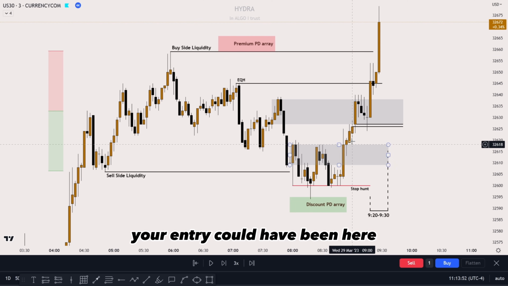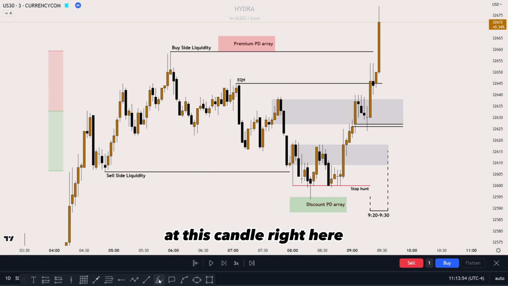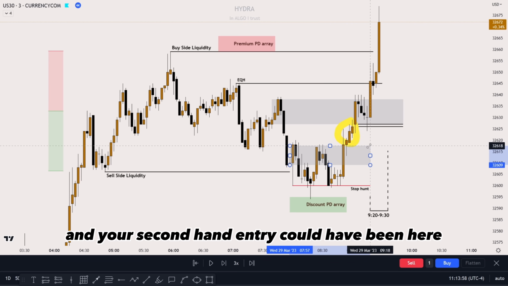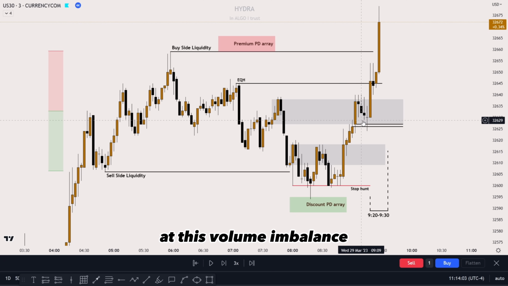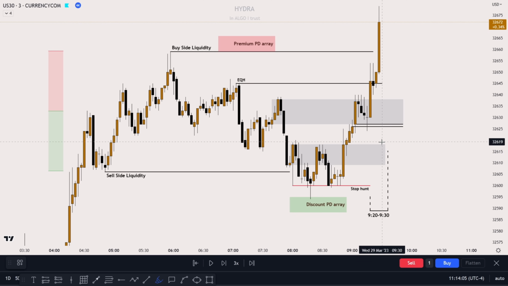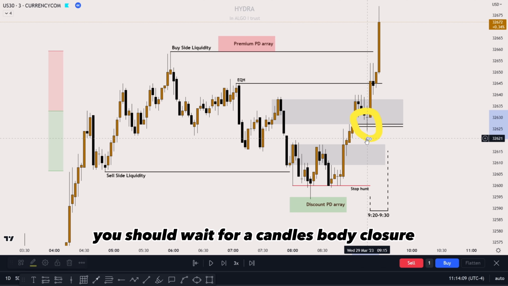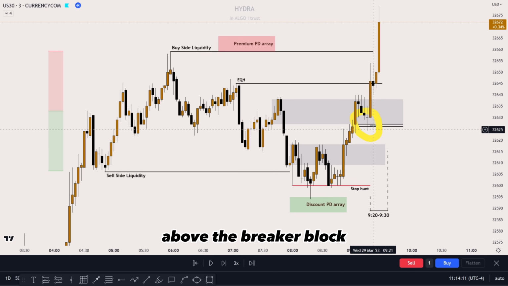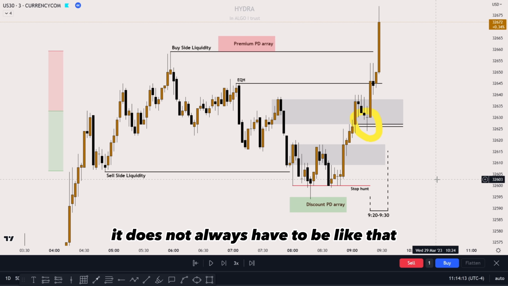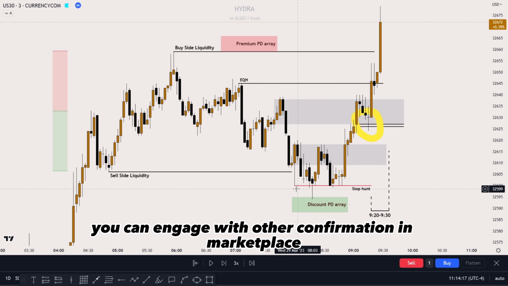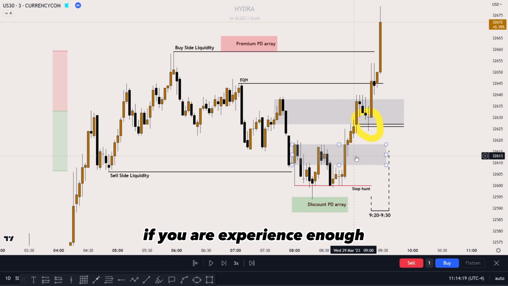Your entry could have been here at this candle right here, and your second entry could have been here at this volume imbalance, right? So when I tell you that you should wait for a candle's body closure above the breaker block, it does not always have to be like that. You can engage with other confirmation in the marketplace if you are experienced enough.